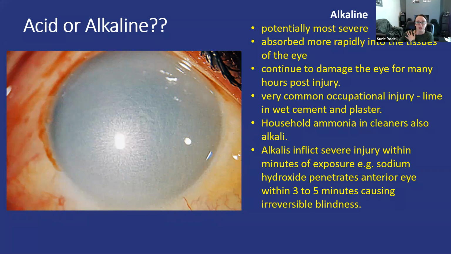So lime is the most commonly found in building materials such as wet cement and plaster, as mentioned. And I've also found we see a lot of concentrated ammonia, which is in certain household cleaners. We get the odd patients coming in with those. Maybe they've been cleaning and they've mixed it up with water and something has splashed into their eye. Like I said, alkali chemicals can inflict severe injury within minutes. Sodium hydroxide, such as lye, can penetrate the anterior eye within 3 to 5 minutes and lead to irreversible blindness.